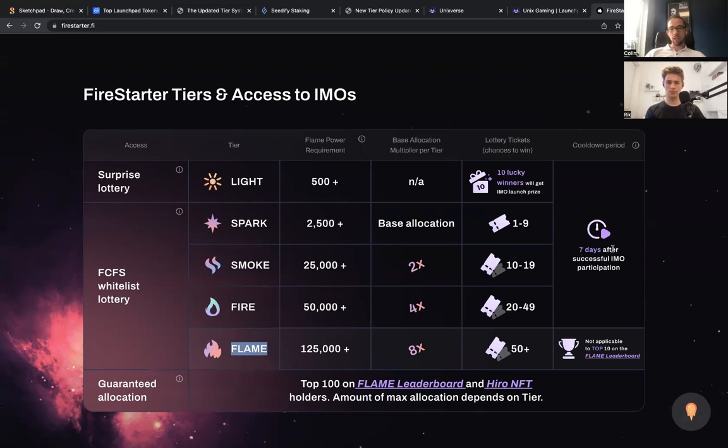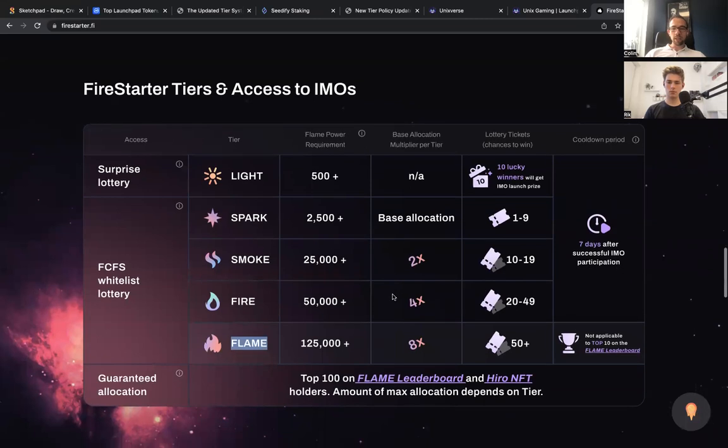Cooldown period: 7 days after successful IMO participation, you cannot participate again, which is also to be considered. But that doesn't count for the top 10 on the Flame leaderboard. That's also important to note. For the top 10, there's no cooldown. Okay, make it more confusing.